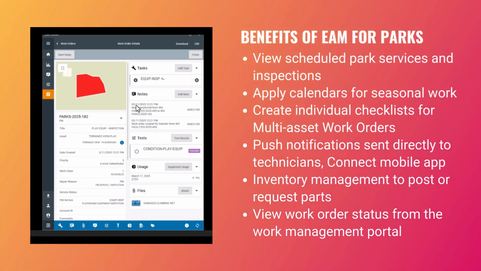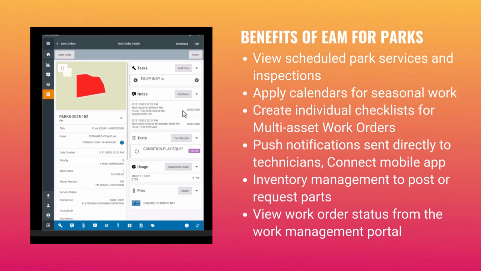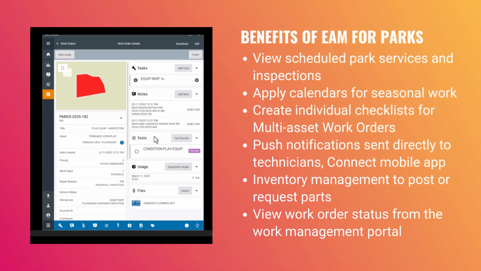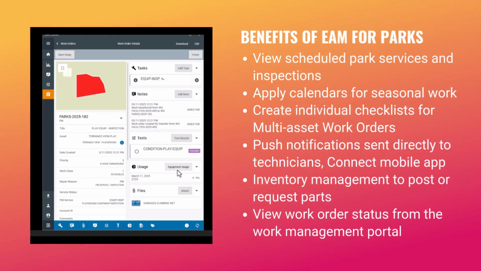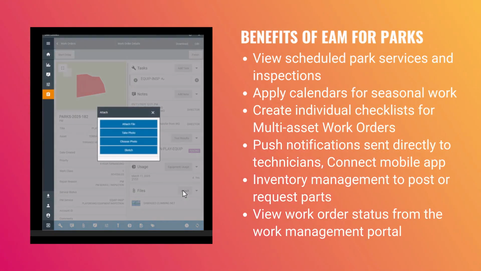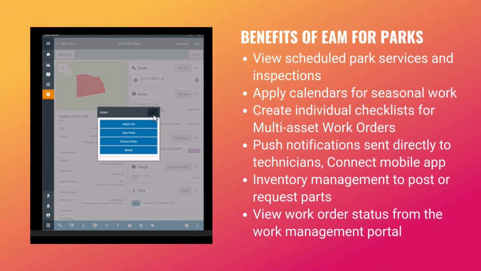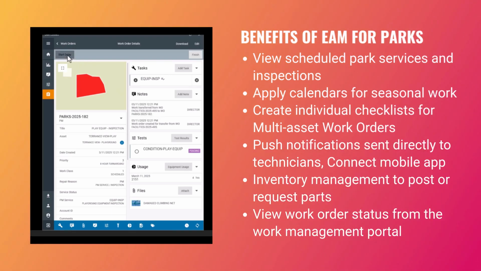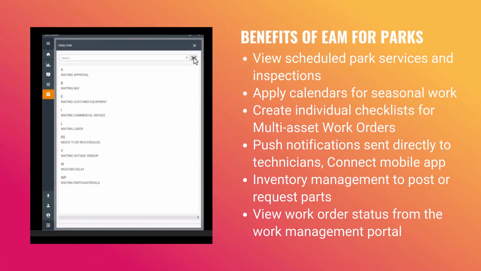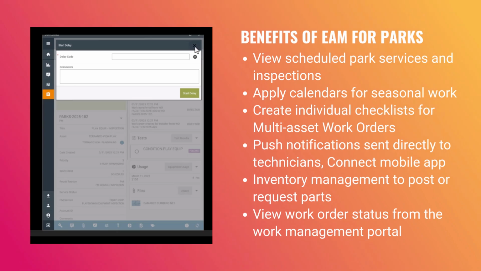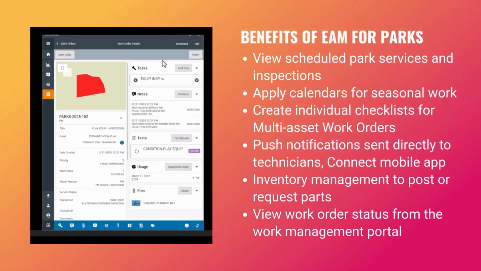Notes can be added to the work order and are time, date, and user stamped. Equipment usage may also be posted to capture the predefined usage rates of any vehicles and equipment. Photos, videos, and any other files may be attached to the work order. Delays can be set with predefined delay codes which communicate back to supervisors why a work order is not completed.